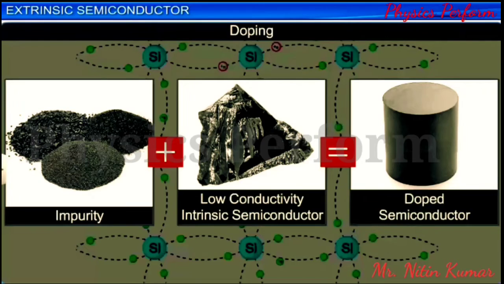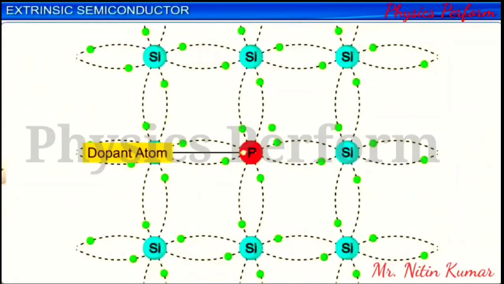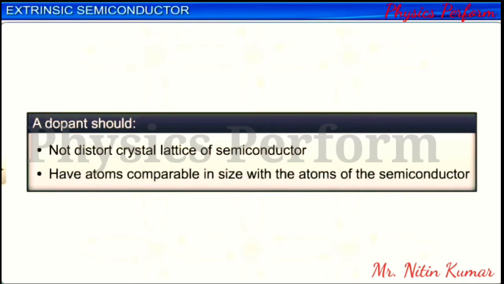The impurity atom added to a semiconductor to increase its electrical conductivity is called a dopant. During the process of doping, the dopant gets positioned in the crystal lattice of the semiconductor. It is important that a dopant does not distort the crystal lattice of a semiconductor. For this, the dopant atoms of the semiconductor crystal should be comparable to the semiconductor atoms in size.